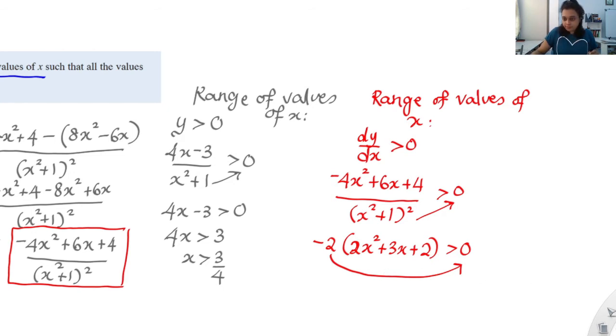Okay, hold on. Let me erase this first. Let me change the color also, because this is the important part here. I leave the negative 2 first. Let me factorize this first. You can key in your calculator: a value is 2, b value is 3, c value is 2.